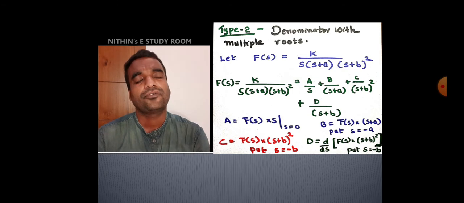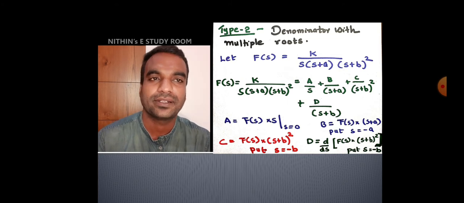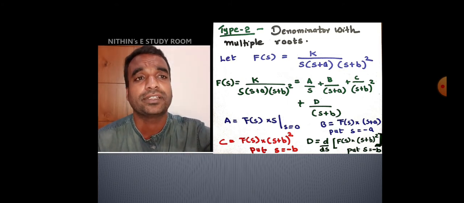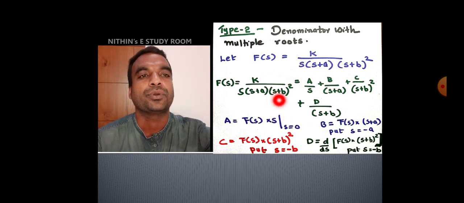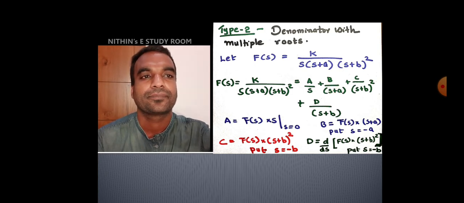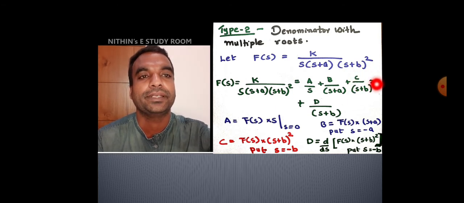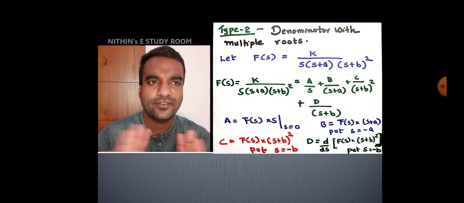If you want to find A, you have to take the same step that we have done previously: F(s) into s, where s = 0. For finding B, you also have to apply the same method. B is equal to the total equation into (s+a), where s = -a. And for finding C, you have to multiply the total equation with (s+b)^2, its denominator, and put s = -b. Up to this, everything is the same.